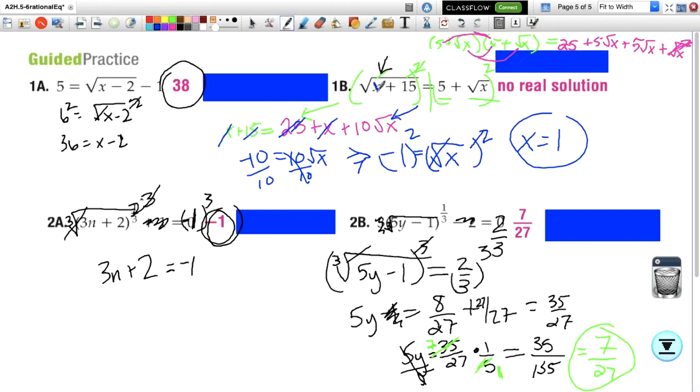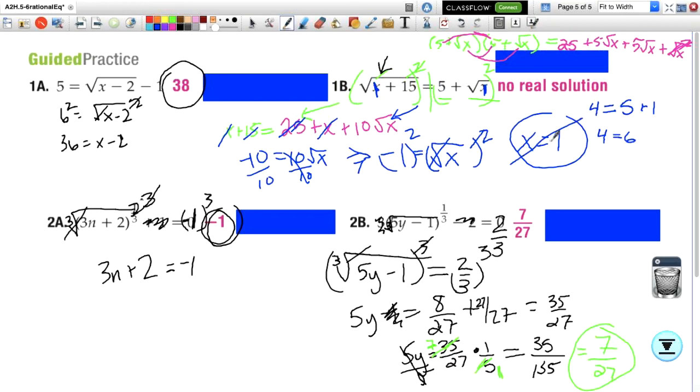So I'm going to put a 1 here and a 1 here. 1 plus 15 is 16. Square root of 16 is 4. So right now I have a 4 equals. Then I'm going to plug in a 1 right here, right? Square root of 1 is 1. So I have 5 plus 1. Oh, 5 plus 1 is 6. Does 4 equal 6? No solution.